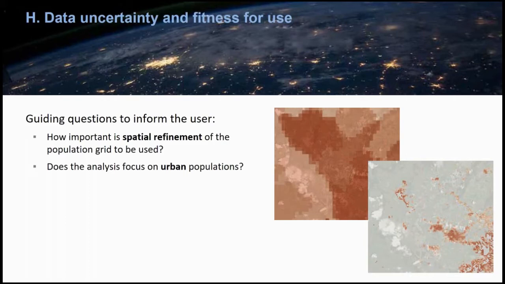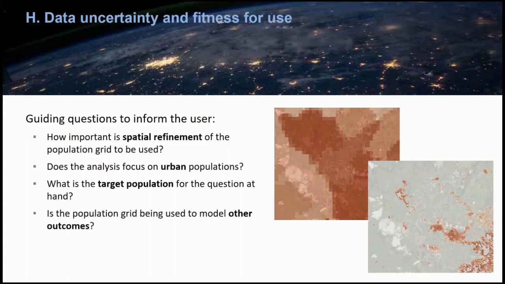Does the analysis focus on urban populations? A very important question, because in many different countries, ancillary variables would naturally have higher quality in urban settings. Rural settings are very often more problematic because the census data are sparser or more incomplete, and the units I'm using as input population data might be much larger than in urban areas. What is the target population for the question at hand? Of course, as Greg mentioned, there are different target populations modeled in these different products, and the user might make a good decision in being interested even in testing these different target populations, because this might inform their application as well.